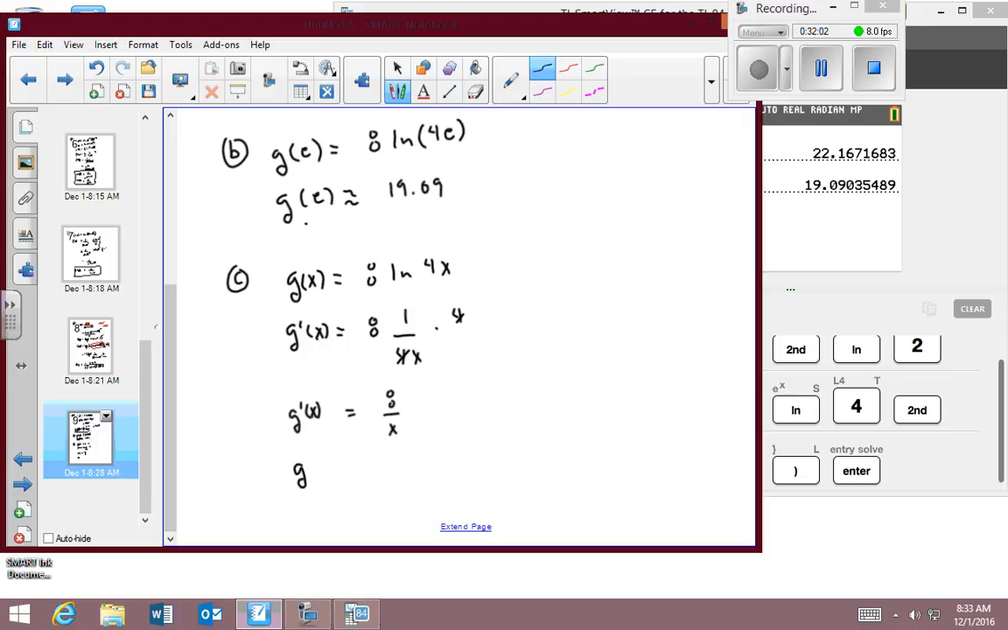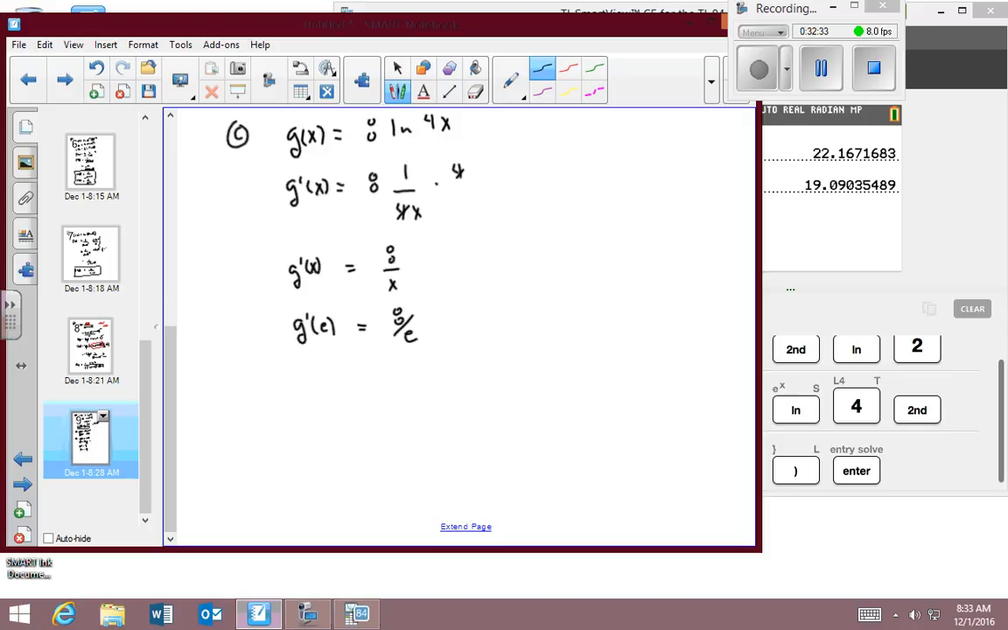So G prime of e equals 8 over e, and then I can try to calculate that number out. Now it says use the results of your computations of G of e and G prime of e to find the equation of the line tangent to the curve at (e, G of e).